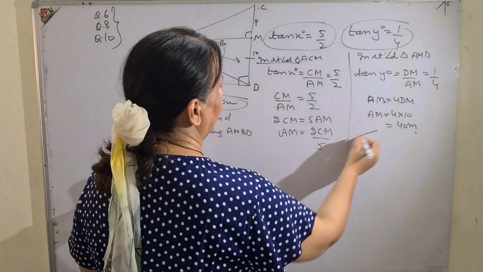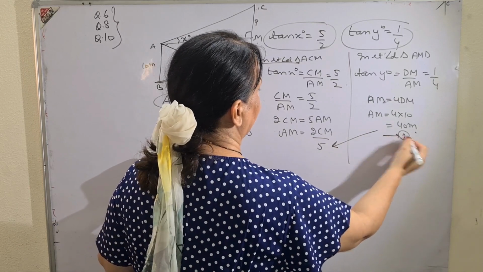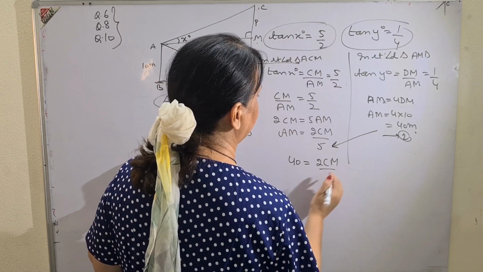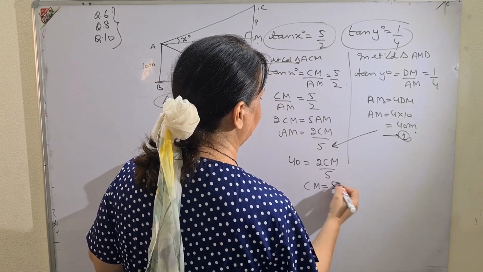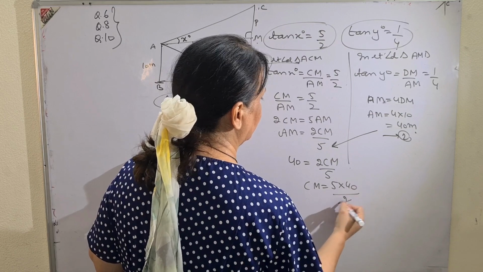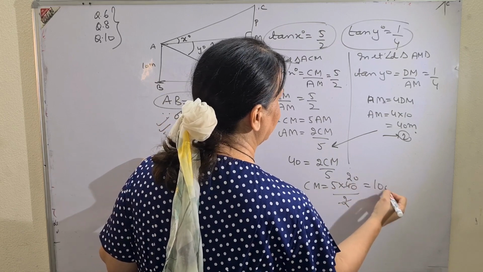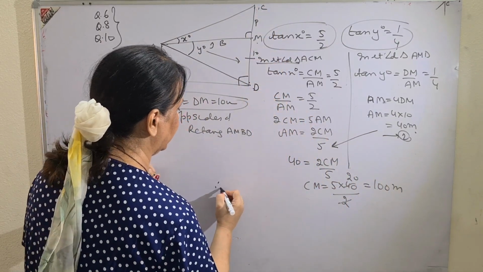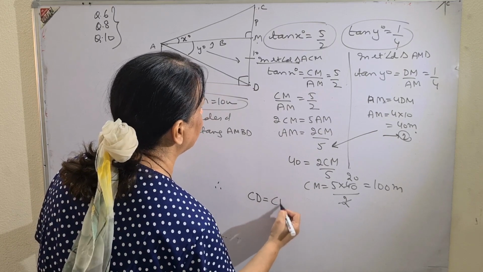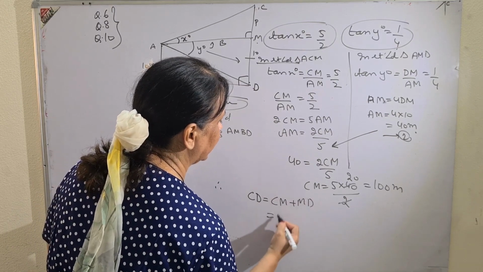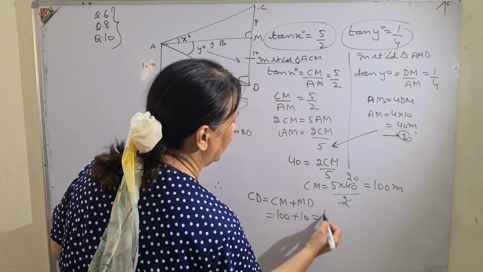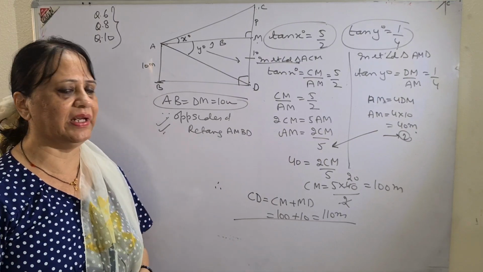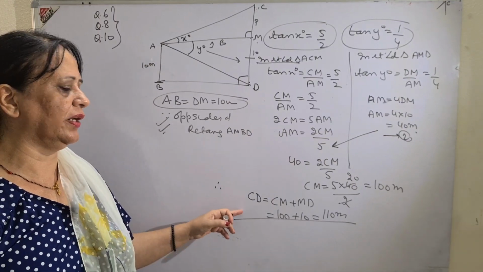Now, putting in the first equation, 40 is equal to 2 CM upon 5, or CM is equal to 5 into 40 upon 2, 2 twos are 4, so CM is 100 meters. But I have to find the full length, therefore CD will be equal to CM plus MD, that is 100 plus 10, 110 meter. So see children how easy the sum is. It is very easy. Just understand the language and do the needful.